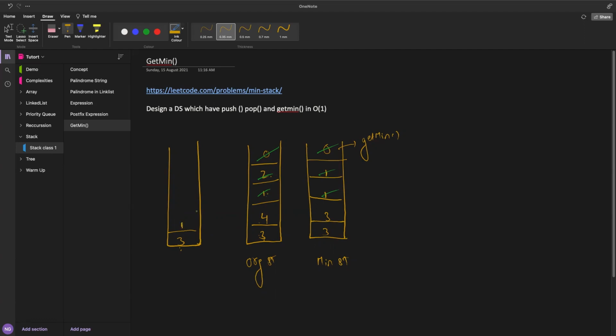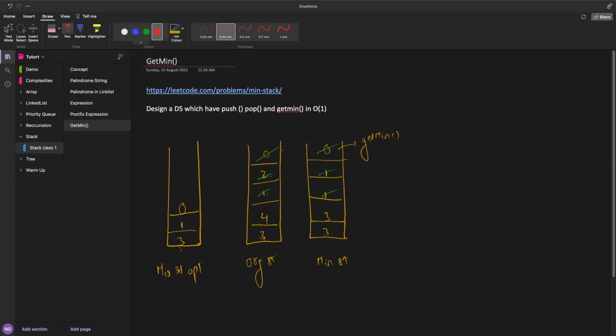1 comes in, I will push 1. 2 comes in, I will not push anything because 1 remains minimum for 2. Then comes 0, I will push 0 on the min stack. So what happens is, while you pop the element out, you have to check what is at the top of the min stack. If the popping element and the top of the min stack are the same, then you will pop both of them.